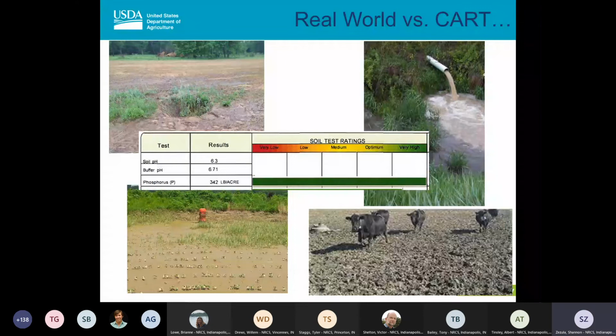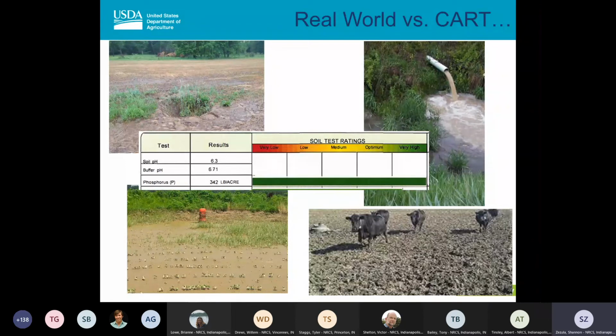Again, we're in the second, not even the second year, 1.1 years of CART implementation. National is feverishly making improvements, getting input from the states. So again, as you find things in the real world that just don't work in CART, float those up to your area staff, float those up to us at the state office. We'll do our best to communicate those and see if we can get some tweaks to CART and make it that much more science-based and that much more precise.